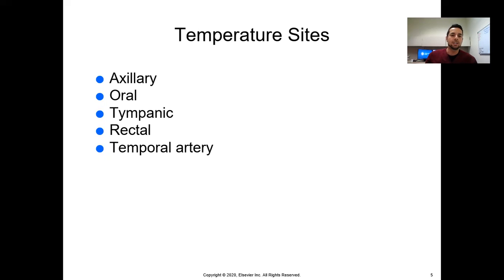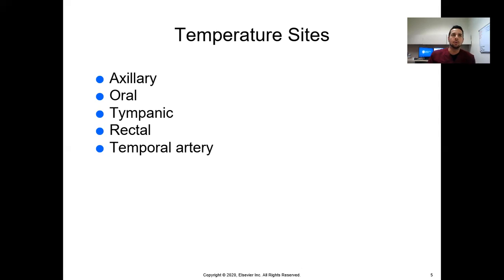All right, so there's different locations to take the temperatures. One is axillary, which is in the armpit. Second one is orally, so you stick it under the patient's tongue. Third is tympanic, which is taken inside of the ear. When you take it inside the ear on adult patients, you're going to want to pull upwards and back, and on pediatric patients it's down and back. You just want to expose the tympanic membrane, which is the eardrum, so you can get a good reading on the temperature.